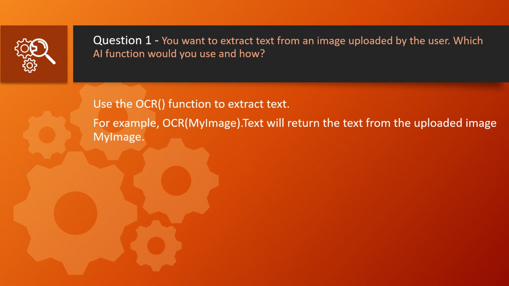The first question is: you want to extract text from an image uploaded by a user. Which AI function would you use and how? Here you will use the OCR function to extract the text. For example, in the OCR you just need to pass the my image, then .txt text will return the text from the uploaded image.